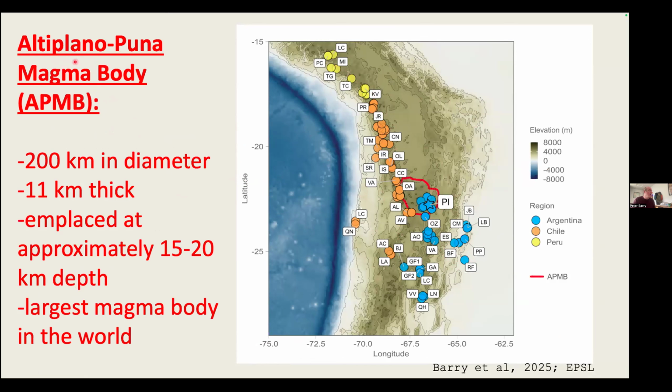It's located on top of this Altiplano Puna magma body, which is a huge magma body sitting below the crust in this part of the world. It's about 200 kilometers in diameter, approximately 11 kilometers thick, and about 15 to 20 kilometers below the surface. And it's the largest known magma body in the world. So there's just this huge magma body sitting underneath the very thick crust that exists in the Central Volcanic Zone.